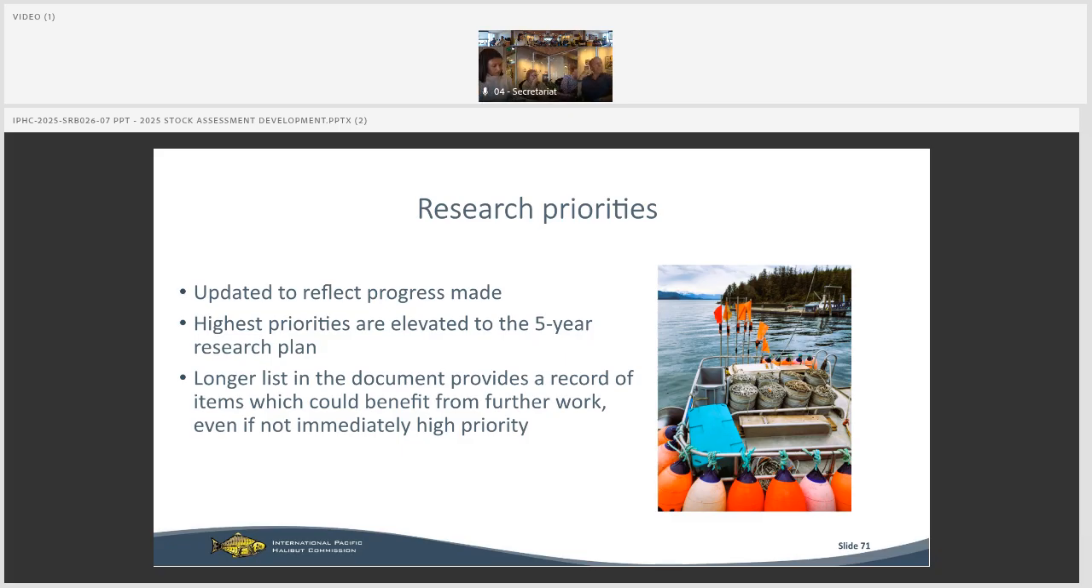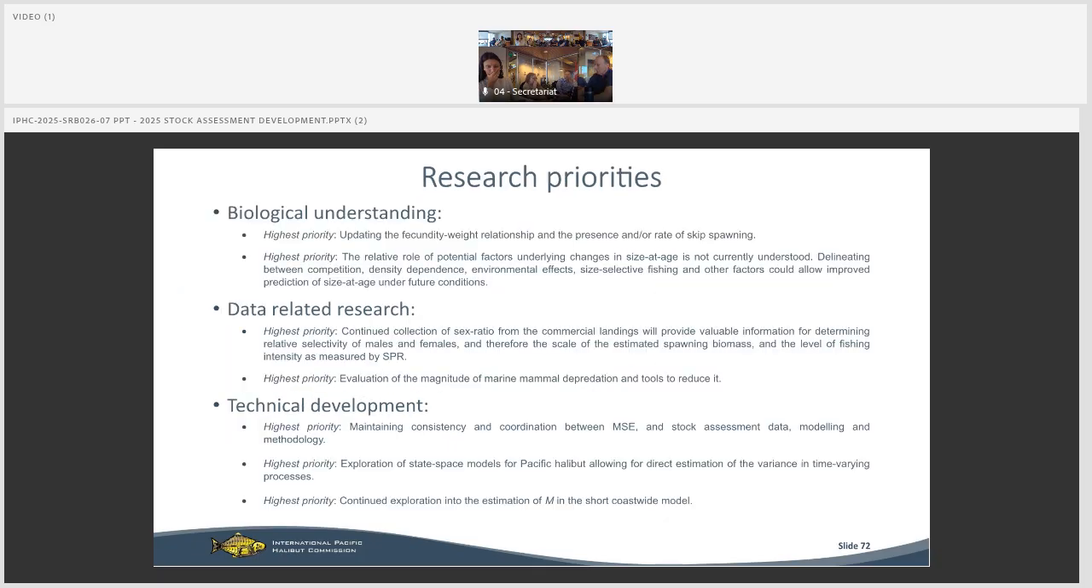And that gets us pretty much to the end. The research priorities, we've updated to take out some of the things that were priorities that we've addressed. We're going to obviously be elevating the highest priorities to the 5-year plan, which will be coming up soon. The next 5-year period is coming up. And I like to keep this longer list in the document just to maintain a record of all these things. So in the document, you'll see the longer list of research priorities.